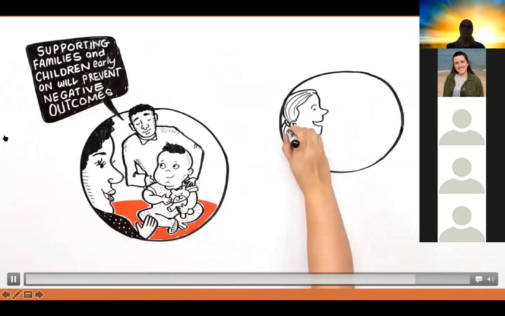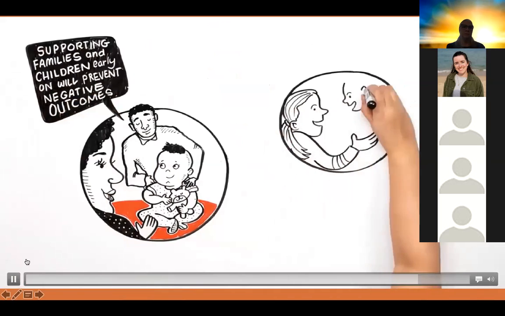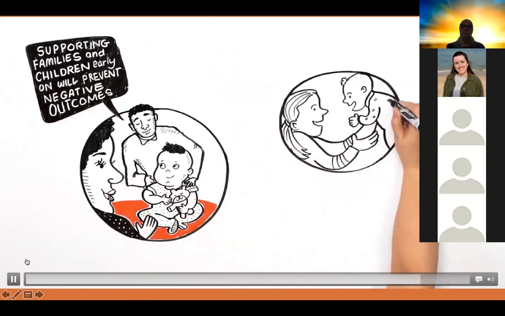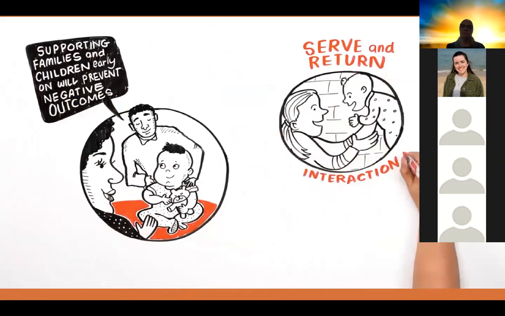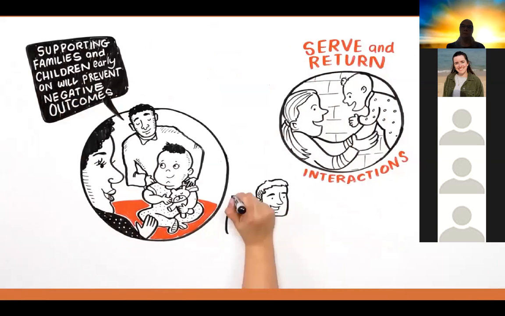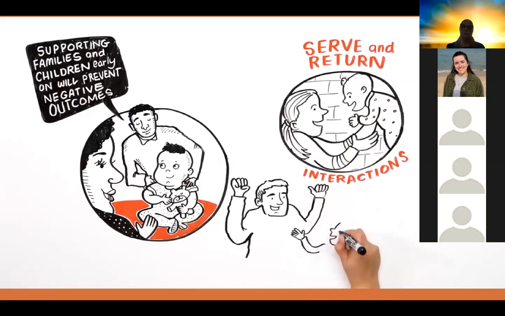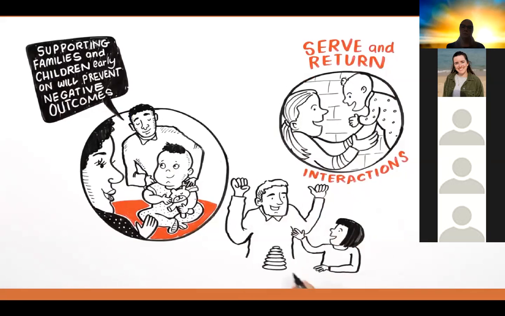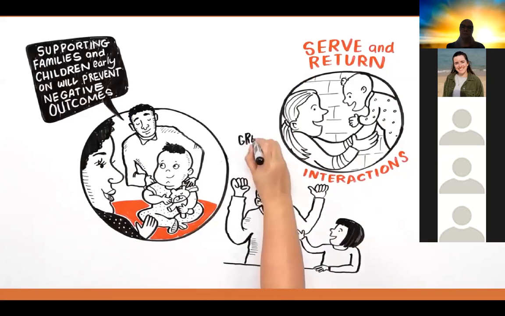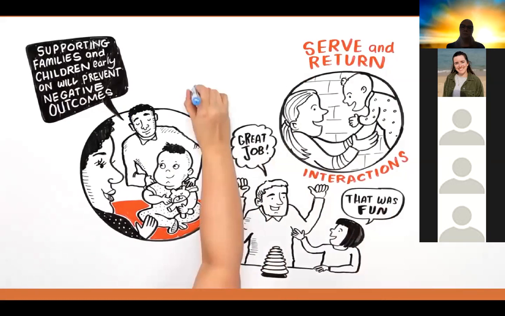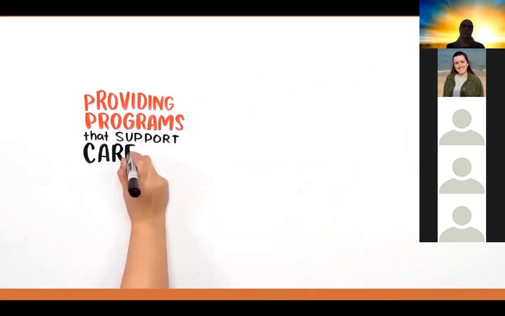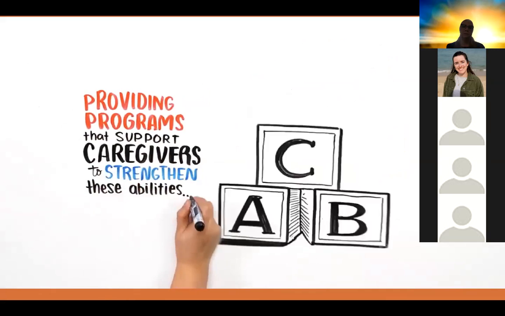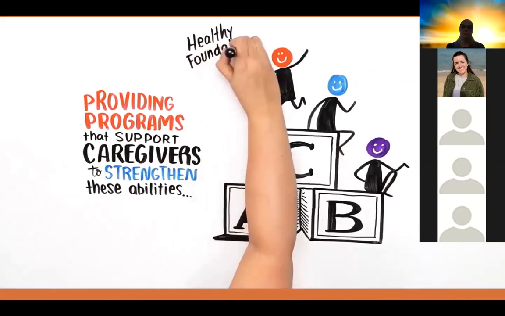One of the key ingredients for healthy development is having warm, loving, and actively engaged caregivers. This involves promoting serve and return interactions, where caregivers actively and warmly engage with the child, making eye contact, responding to sounds, words, gestures, emotional needs, and sharing experiences like reading and play. Providing programs that support caregivers to strengthen these abilities are the blocks that build healthy foundations for life.